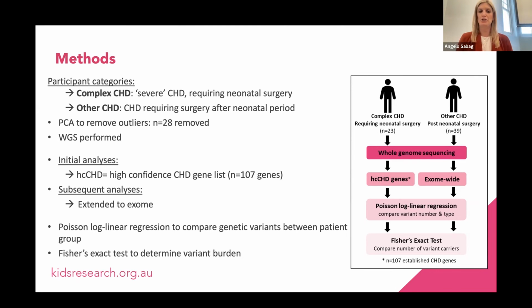As mentioned, whole genome sequencing was performed, and for the initial bioinformatics analysis, we focused on those high confidence CHD genes that I mentioned earlier. At that stage, there were only 107 of them, not 139. So this analysis focused on those 107 genes. After that, we extended the analysis to the exome, so we opened it up, looking at all the genes across the exome. We performed Poisson log linear regression to compare the genetic variance between the two patient groups for both the high confidence analysis and the exome analysis. And then we used Fisher's exact test to determine the variant burden.